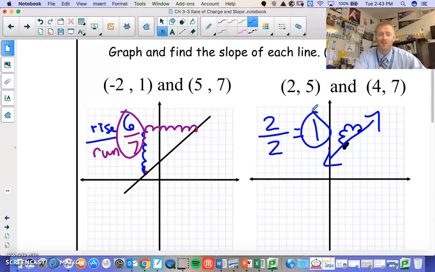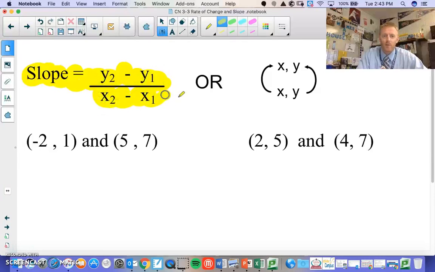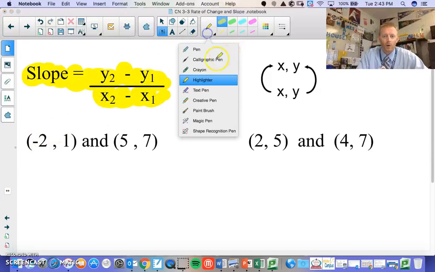Now to make things even harder yet, I know you're wondering, how can he make it harder yet? We're going to give you a new formula. This formula is the slope formula. This is what we will use if we're trying to find slope when we are given only ordered pairs.